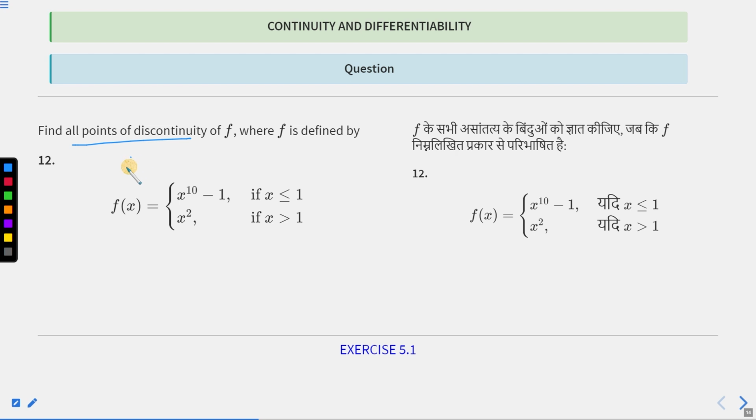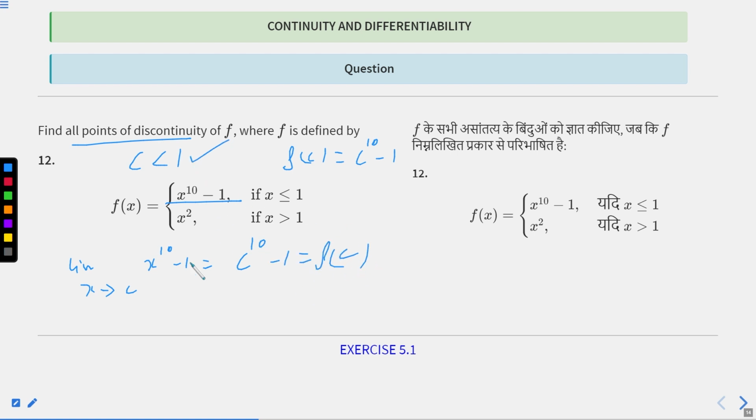If c is strictly less than 1, then first thing, f of c will be what? This, I have to choose this. If c is less than 1, this means c power 10 minus 1. Now the limit x tends to c, as c is less than 1, then x power 10 minus 1, this means c power 10 minus 1, which is the same as f of c. This means continuous at this.